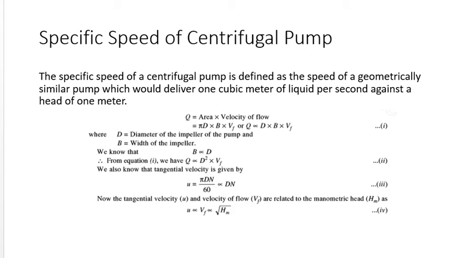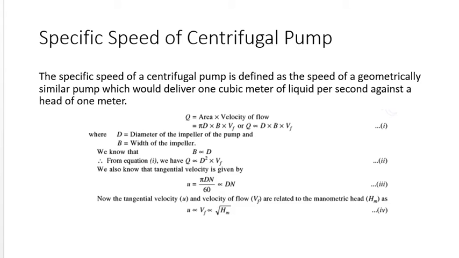Now tangential velocity and velocity of flow are related to the manometric head. We all know that u is equal to phi into under root 2gHm, where phi is the speed ratio, and Vf is also equal to Kf into under root 2gHm. So from these formulas, u and Vf are directly proportional to under root of the manometric head. This is equation number 4.